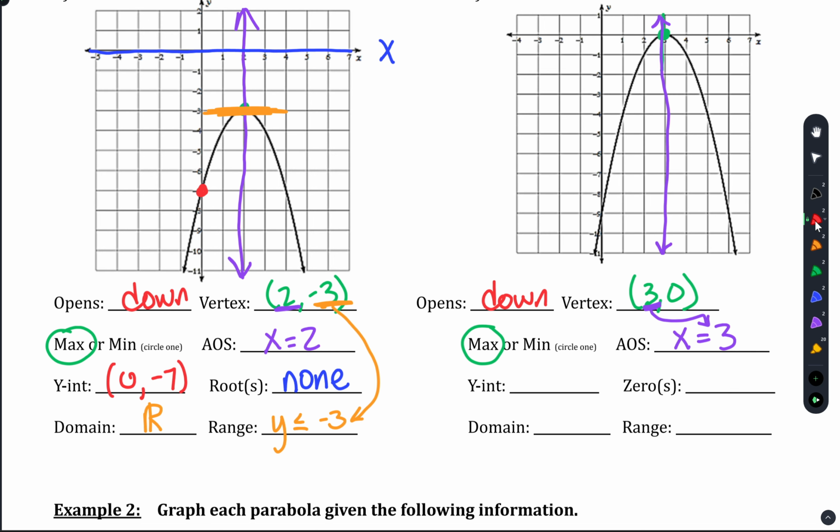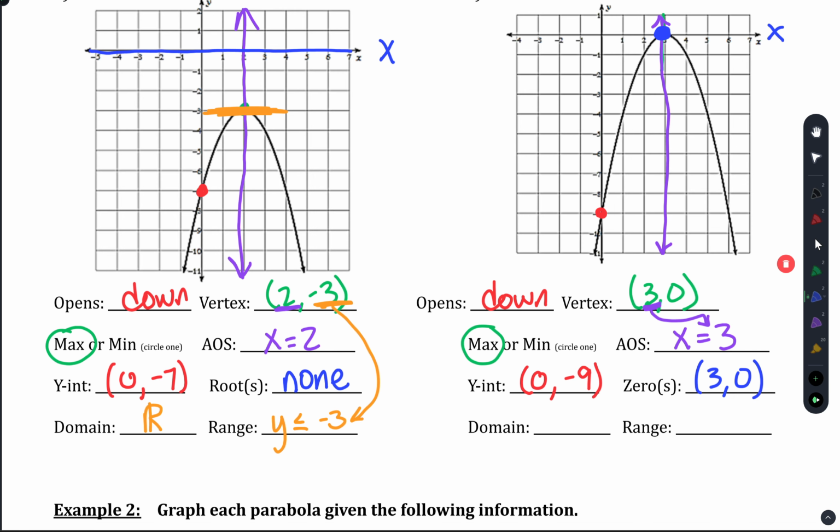Y-intercept. 0, -9. It gets kind of hard to see, so it might help you to count the boxes. Zeros. How many do we see here? Just one. It only touches that x-axis the one time. Here's the x-axis. So that point just happens to be the same as the vertex. So that is 3, 0 once again.